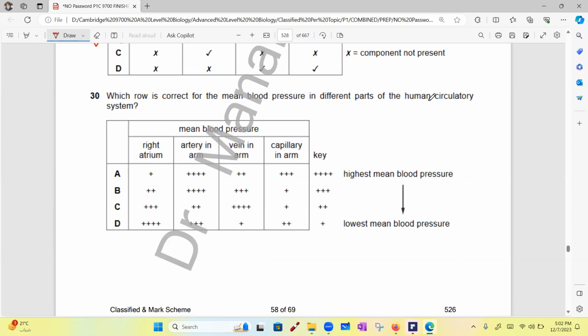Okay, Kenzie, which row is correct for the mean blood pressure in different parts of the human circulatory system? You have the right atrium, and then the artery in the arm, and then the vein, and then the capillary. Okay, Kenzie, where's the highest blood pressure? The artery has the highest blood pressure. This is very correct. Now, why did you choose that the artery has the highest blood pressure, not the right atrium? Because it has a smaller lumen. No, Kenzie. I'm talking about the atrium in the heart and the artery in the arm. The right atrium pumps blood from where to where?